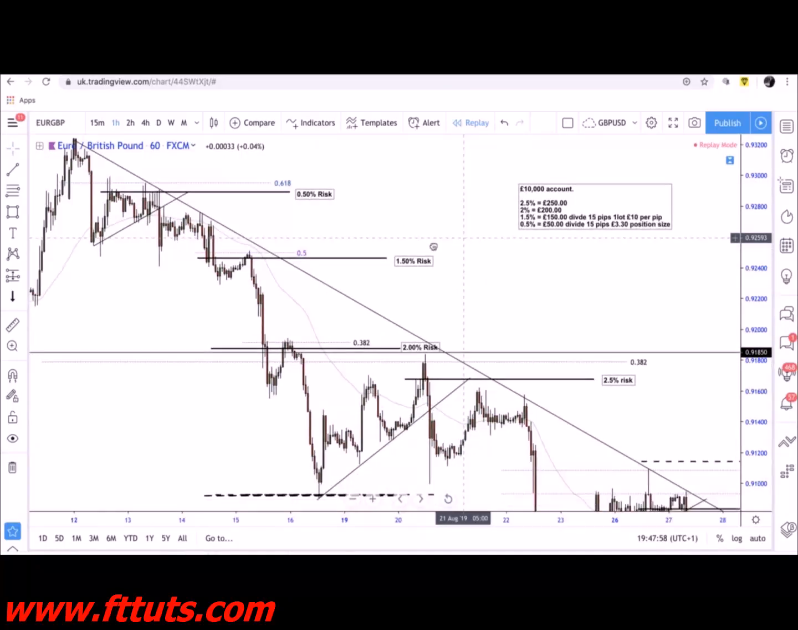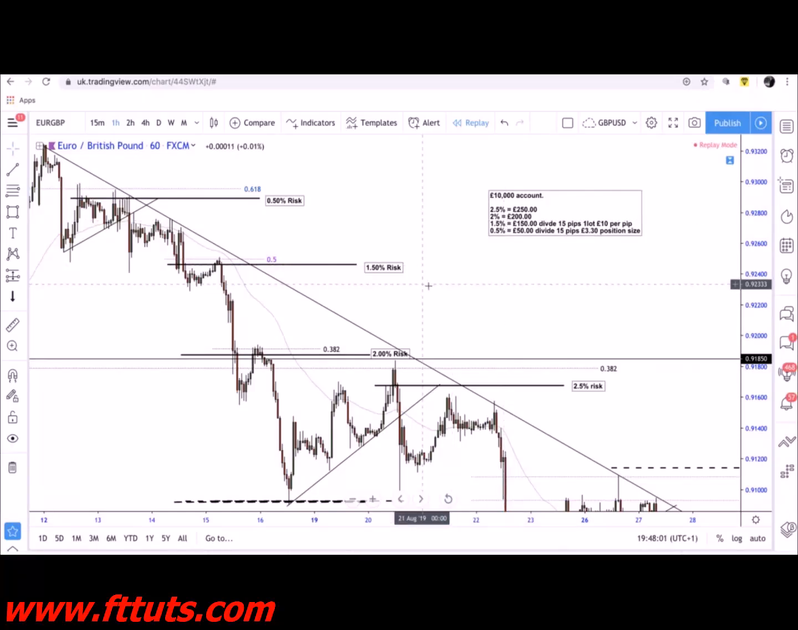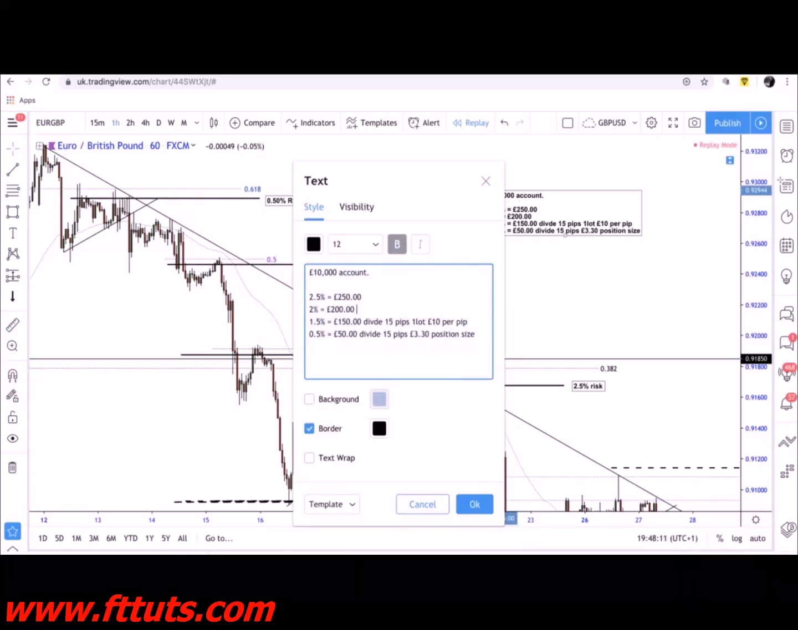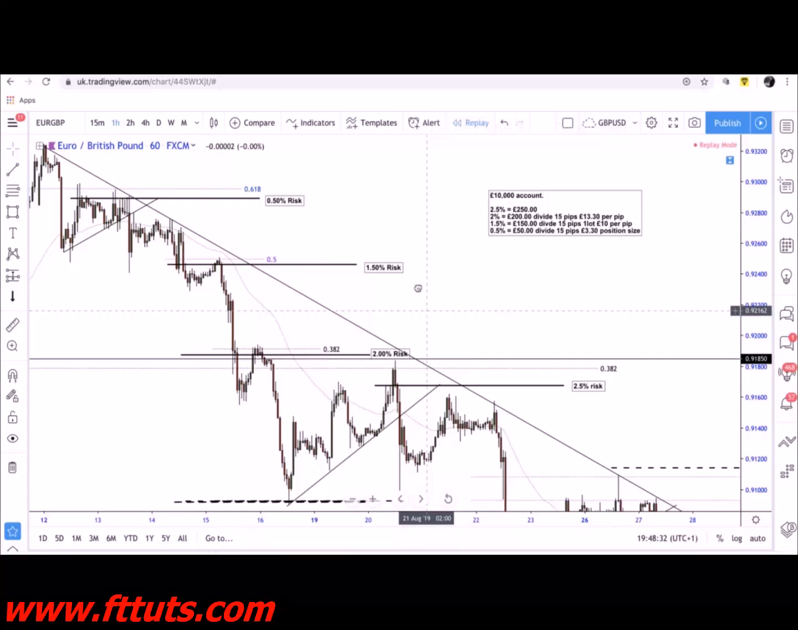All right, and then on the 2% risk, our stop loss on this one was just above these wicks here. So again, it was probably a similar position size. We would do 200 divided by 15 pips. 200 divided by 15 equals 13.3. So that's £13.30 per pip, because obviously 13.30 times 15 equals £200. So we can do 1.3 lots on that.